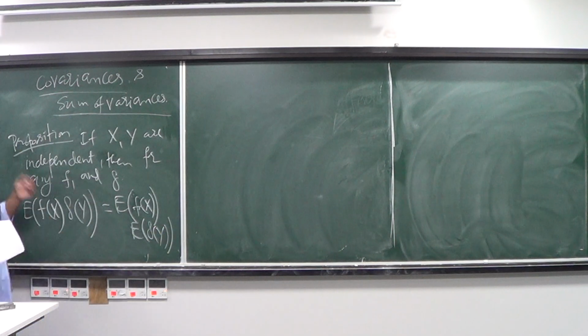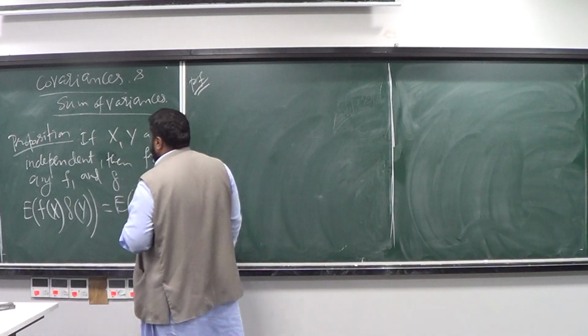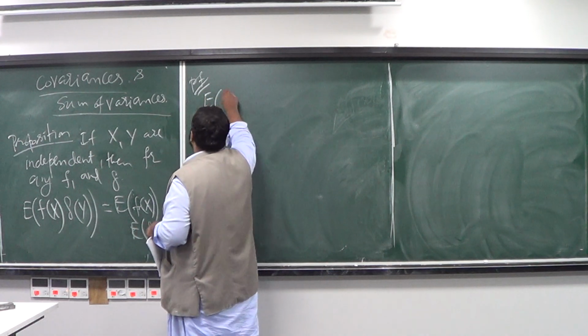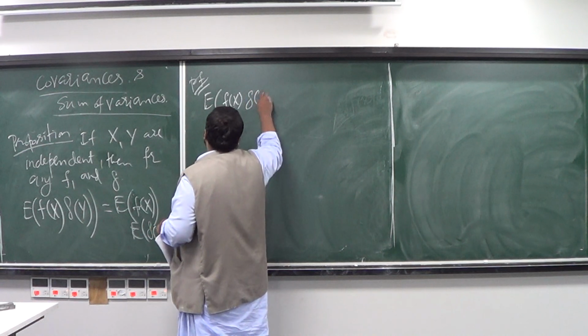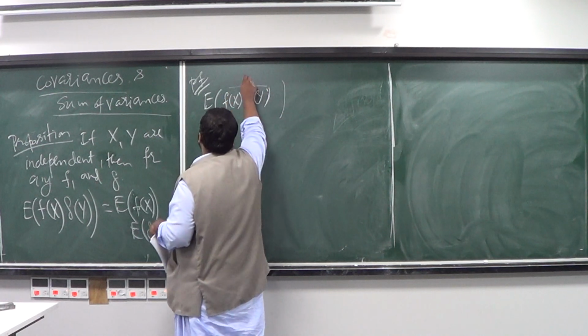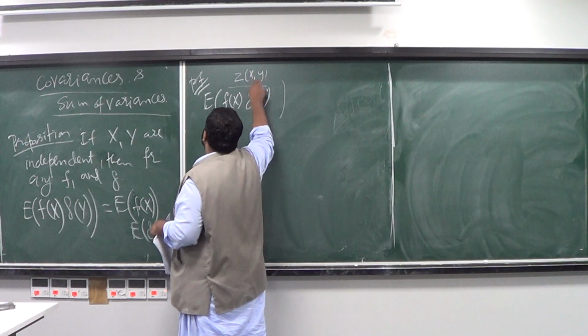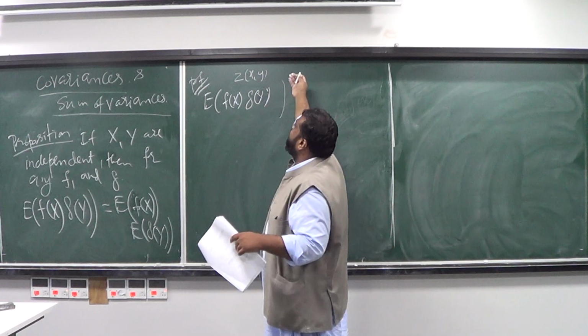In other words, if X and Y are independent of each other, then any two functions of X and Y are also independent of each other. They do not depend on each other. So how can I quickly show it? I can treat this expectation of f of X times g of Y as a single function. Let's call it a function z that depends on X and Y, where z of x, y is f of x times g of y. Then we know how to compute the expectation of z of X, Y.